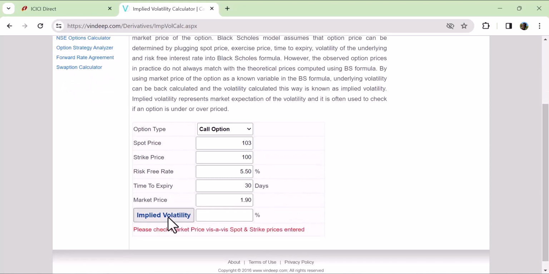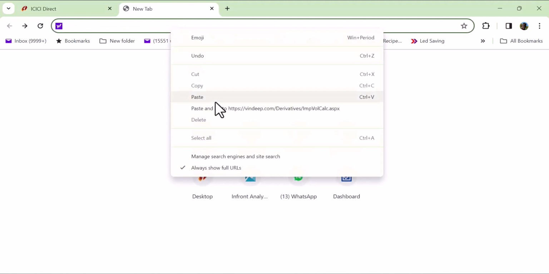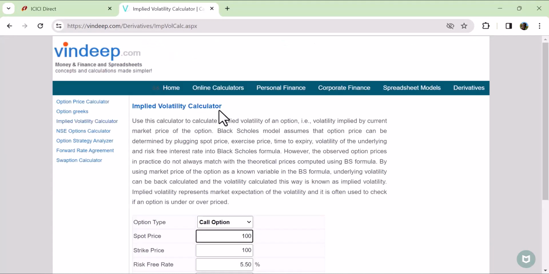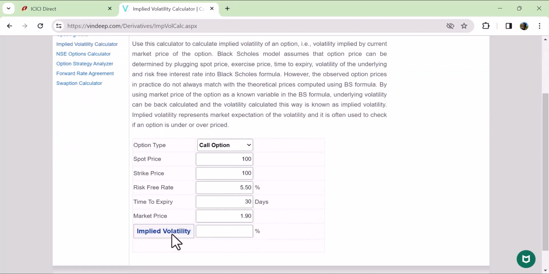So then you calculate, please check the market price vis-a-vis spot price entered. Something went wrong. Price should be. Okay, let me do it again. I'll look at the default. Okay. 1.9 is the market price.